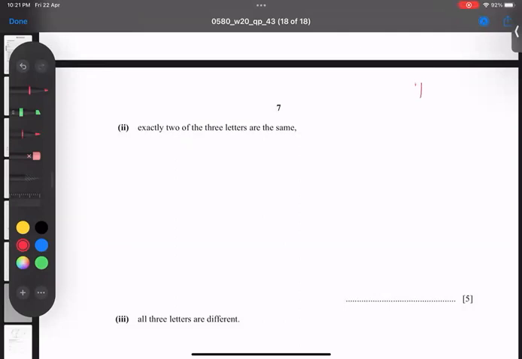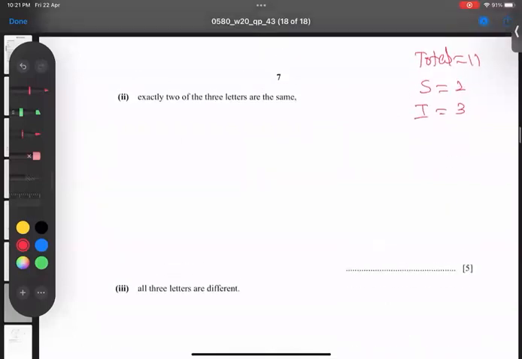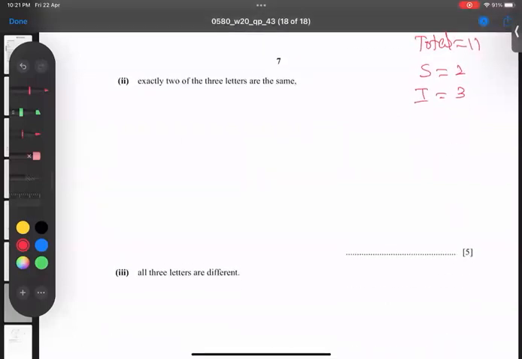Already we know total cards are 11. S's are how many? 2 S's are there. And how many I's do we have? 3 I's are there. So he said exactly 2 cards are the same. What does it mean? I give an example, and the first example is very clear. I make a diagram. I think you have enough space below. So let's start. It is possible that exactly 2 letters are the same.